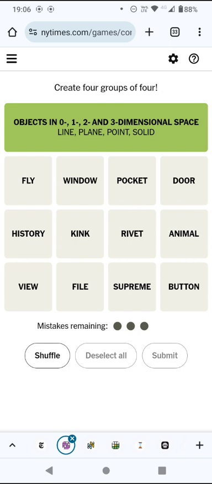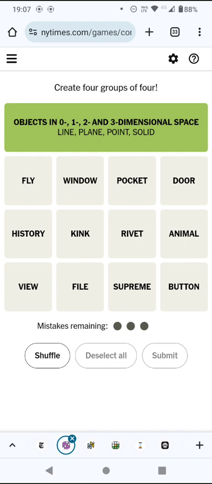You can go for a window or a door. Not sure that massively helps. What is history? And I don't mean what is history, I mean what words can it go with? That is the next question. What about pocket? It's just like a pocket of space. That's why I was thinking it went with window and kink and view, but like a small gap. Maybe it's just door and button and window and view. I don't know.